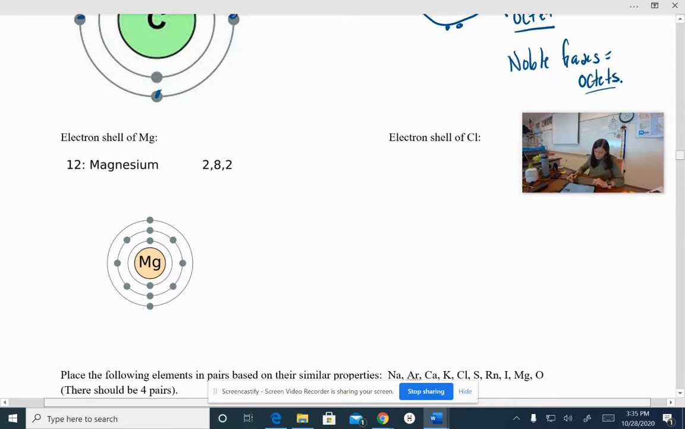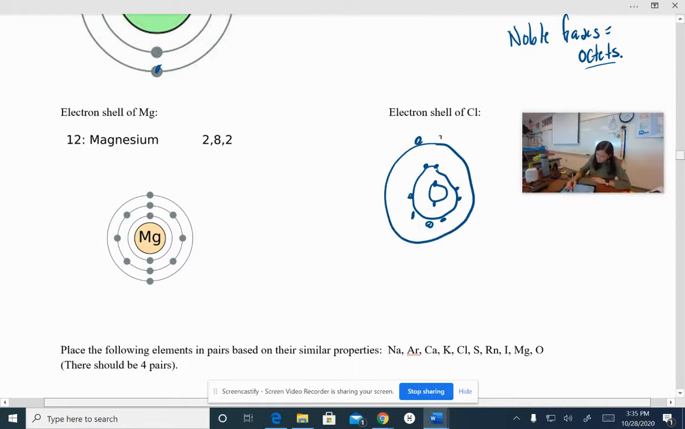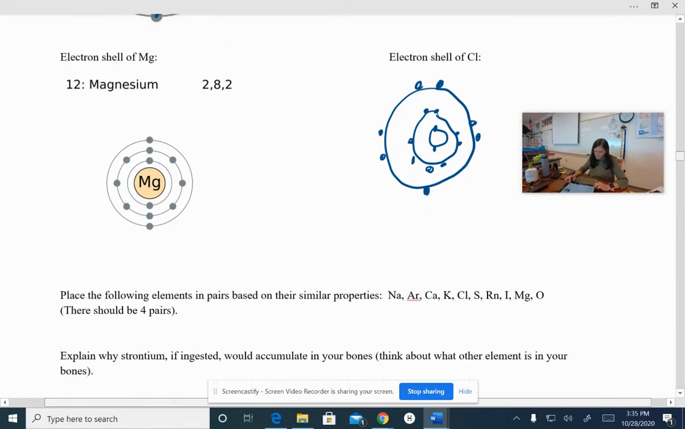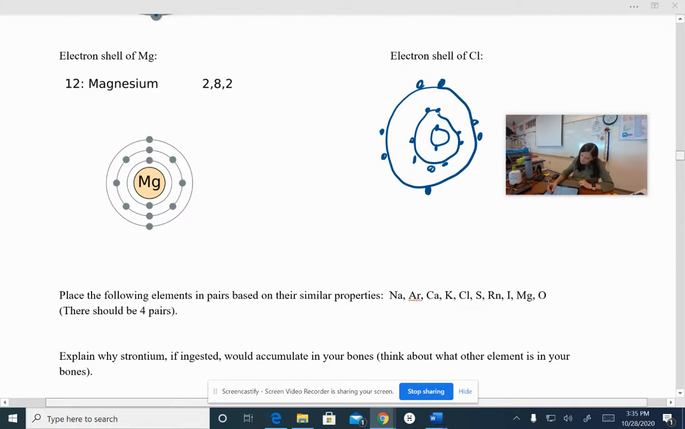So if we look at chlorine, we've got 2 electrons in the first shell. We've got 8 in the second shell. And then we've got a third shell for chlorine, but we've got 7. So we're missing 1 electron, shy of an octet. All right. So if I pattern this, I will have 2 in the inner shell, 8, and 7.